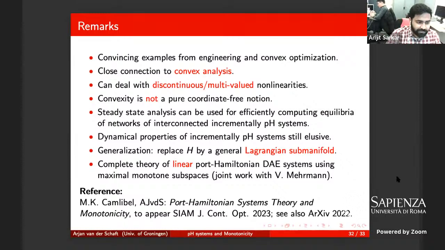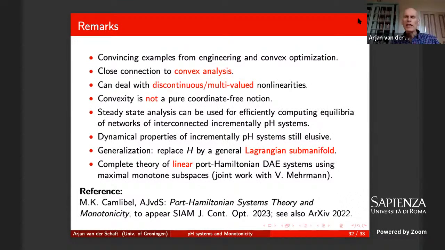Thank you very much, Arjan, for this nice presentation. As you mentioned, dynamical properties are a bit elusive. I was wondering, there is a notion of monotone systems also based on the partial order of trajectories, right? So do you see a connection with incrementally port Hamiltonian systems? Because here you consider the monotone relation between effort and flow, which is not really based on trajectories.